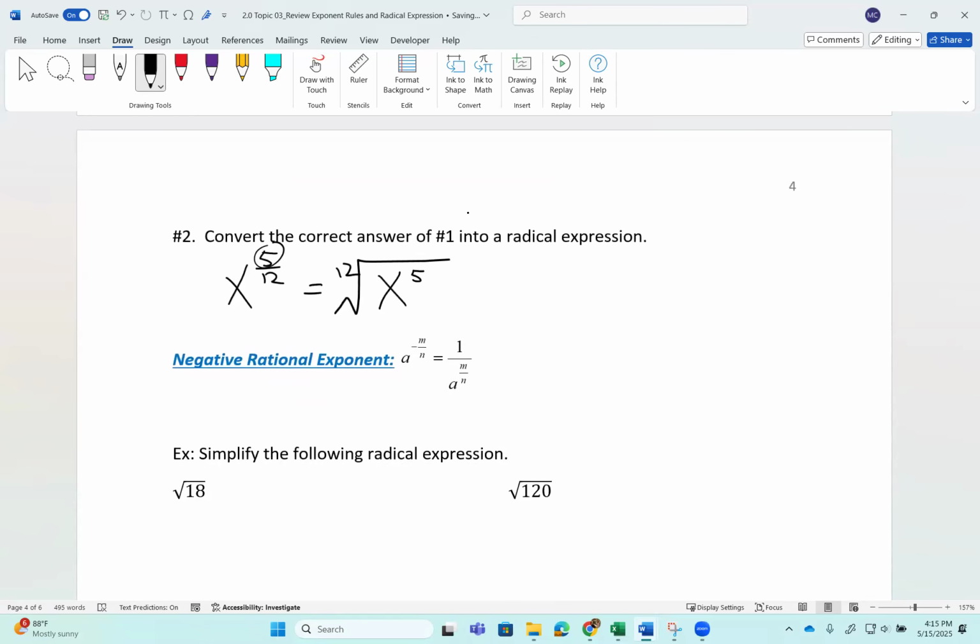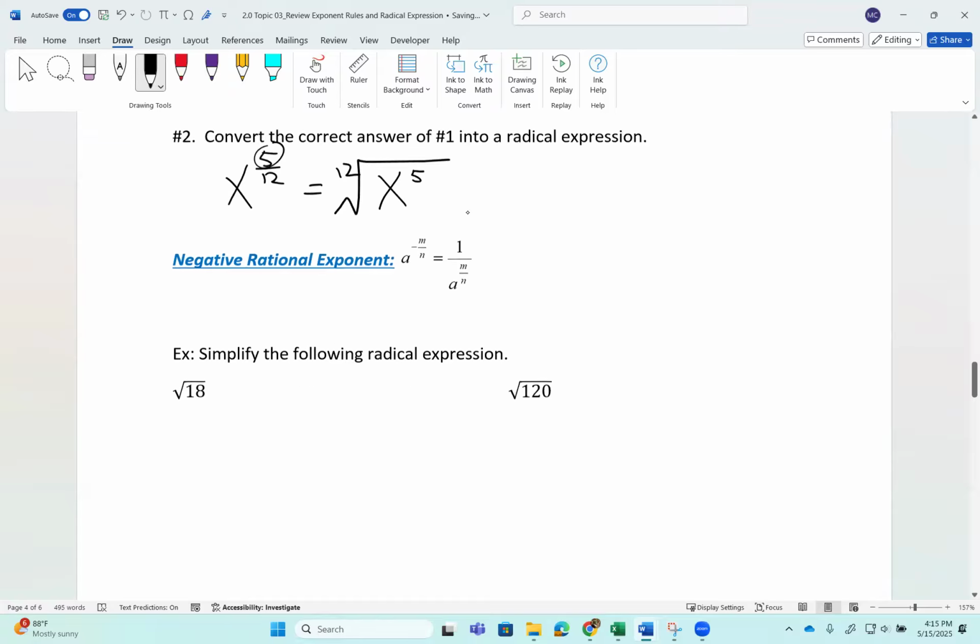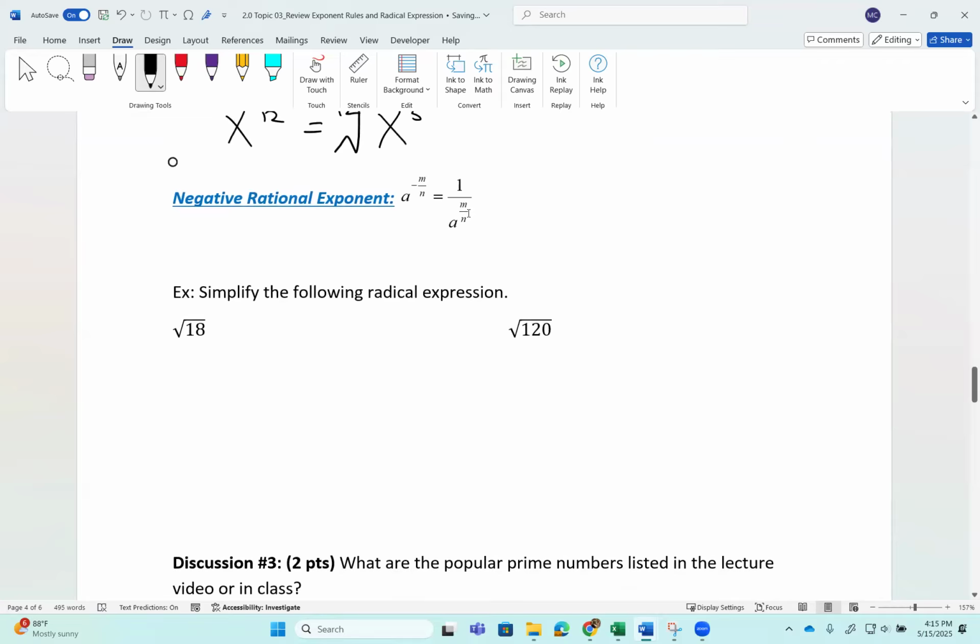All right, negative rational exponent rules, just like the negative exponent rule. When your exponent is negative, we will flip it to the other side and write the exponent as positive. So the same thing. All right, simplify the following radical expression. We will do more of these simplifying radical expressions in a different topic, but I do want to introduce it here, showing students how to simplify radicals.